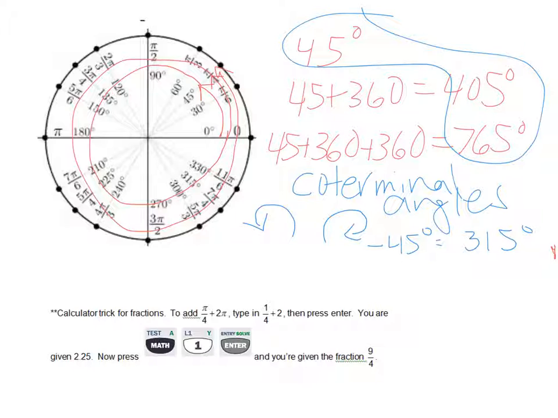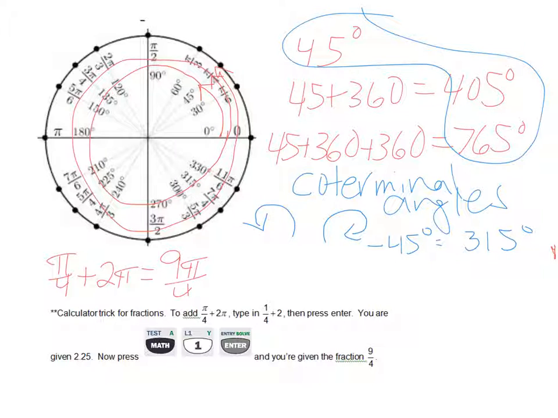Coterminal angles can also be expressed in radians. If we're at pi over 4 and we go around the circle again, then we've traveled pi over 4 plus 2 pi. 2 pi is one whole time around. And so the coterminal angle would be 9 pi over 4.